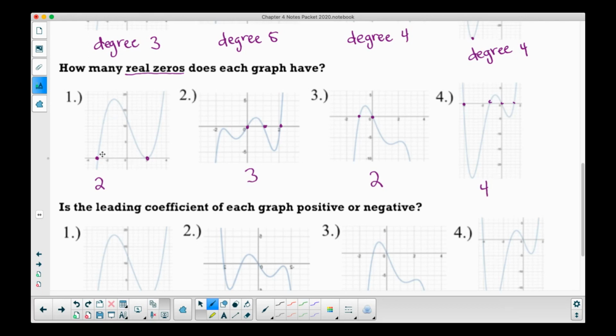Now, there could possibly be some imaginary zeros, especially at these portions that are either above or below the x-axis. We could have other zeros in there as well. But just based on the graph, those are the real zeros that we see.